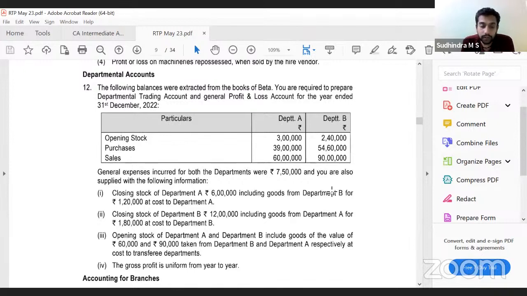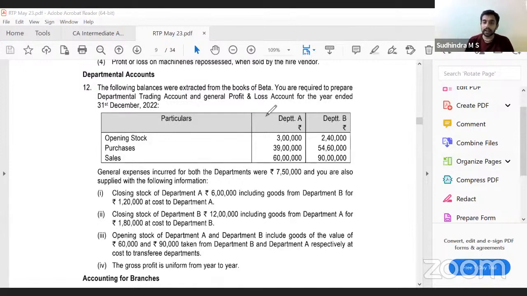Second, closing stock of department B includes rupees 1,80,000 worth of goods received from department A. Next, opening stock of department A includes rupees 60,000 from department B. And opening stock of department B includes 90,000 from department A. Done with the question? Yes?